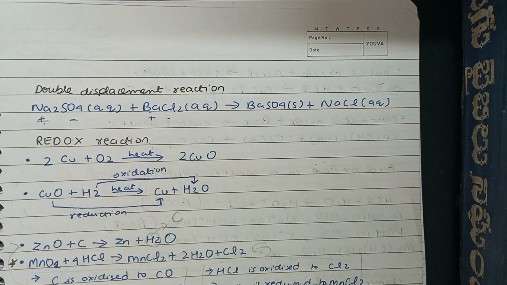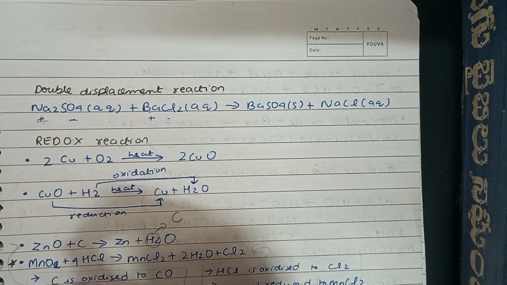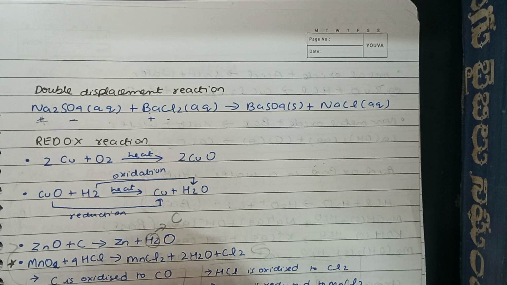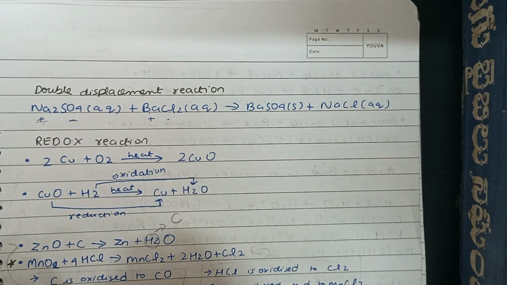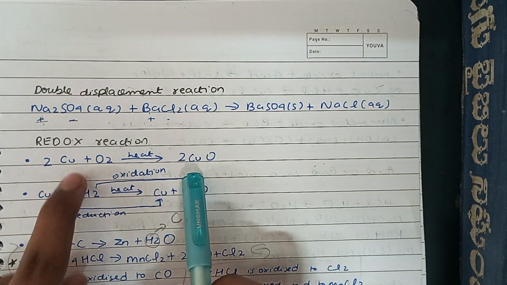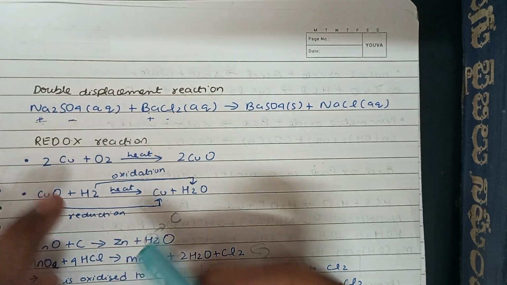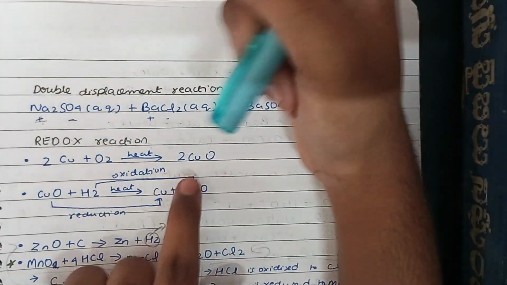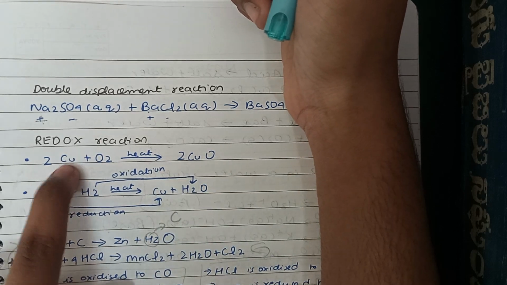In this, one thing which is really important is which element is getting oxidized and which element is getting reduced, or which element is giving out oxygen or which element is gaining hydrogen. So this is a simple reaction for this. Now when copper combines with oxygen, it will be forming copper oxide. So here we can see that copper is getting oxidized.